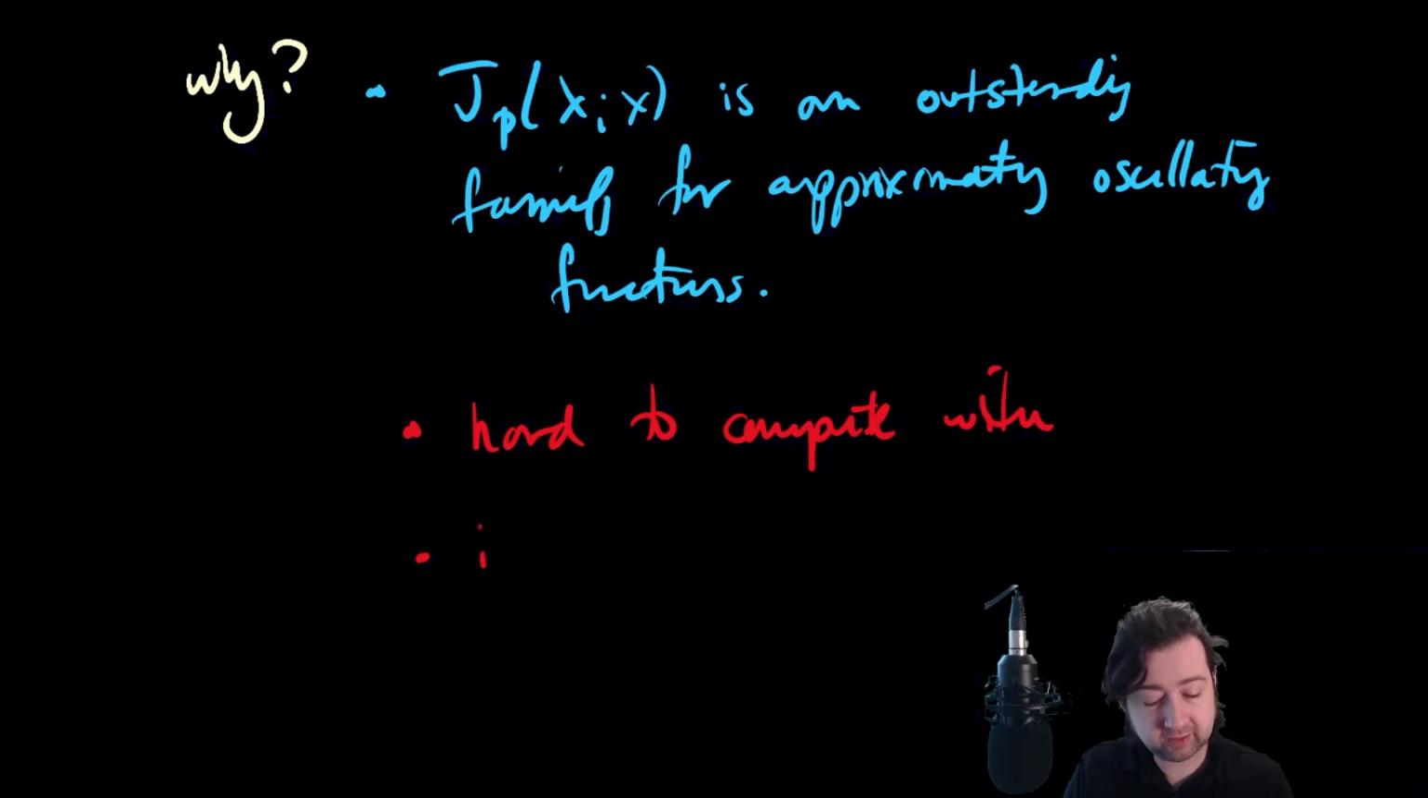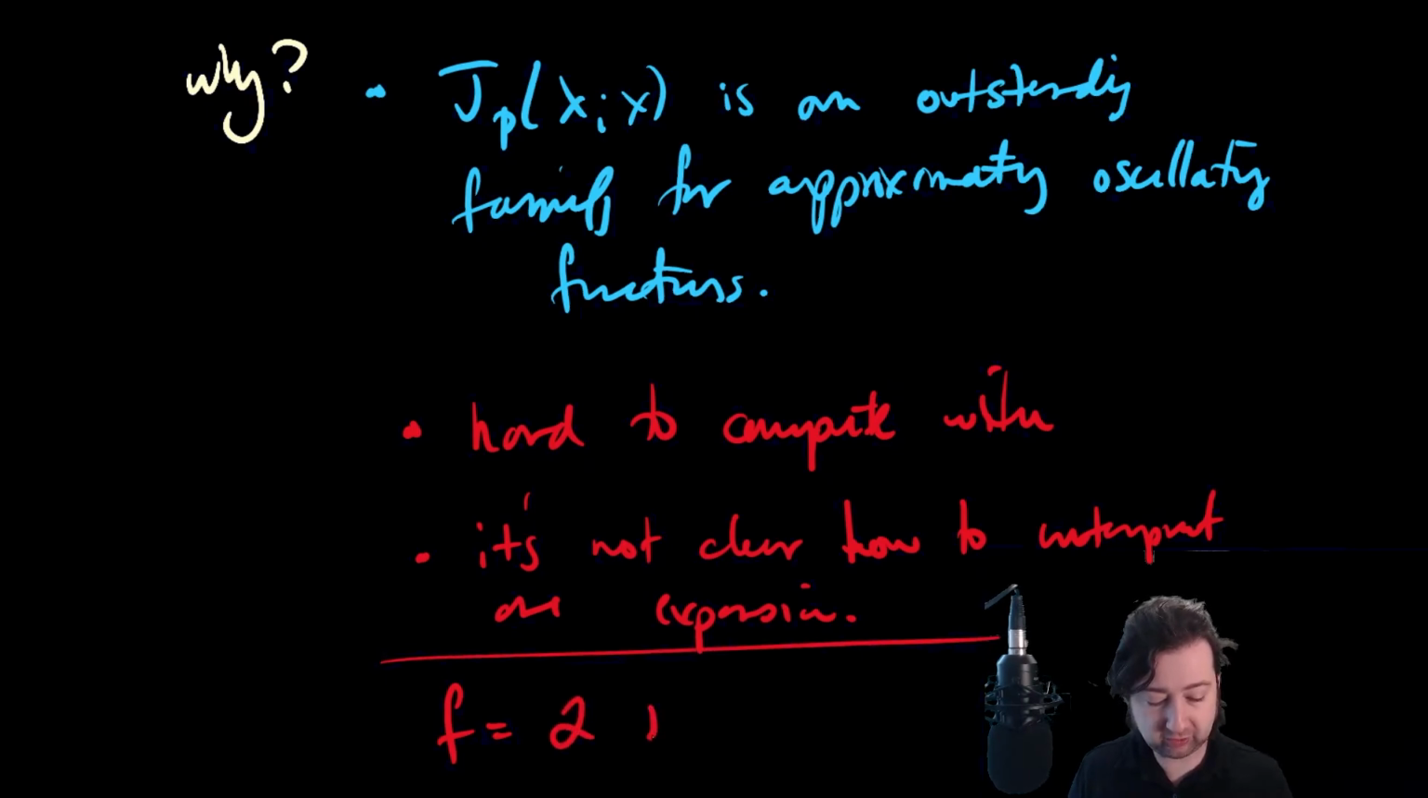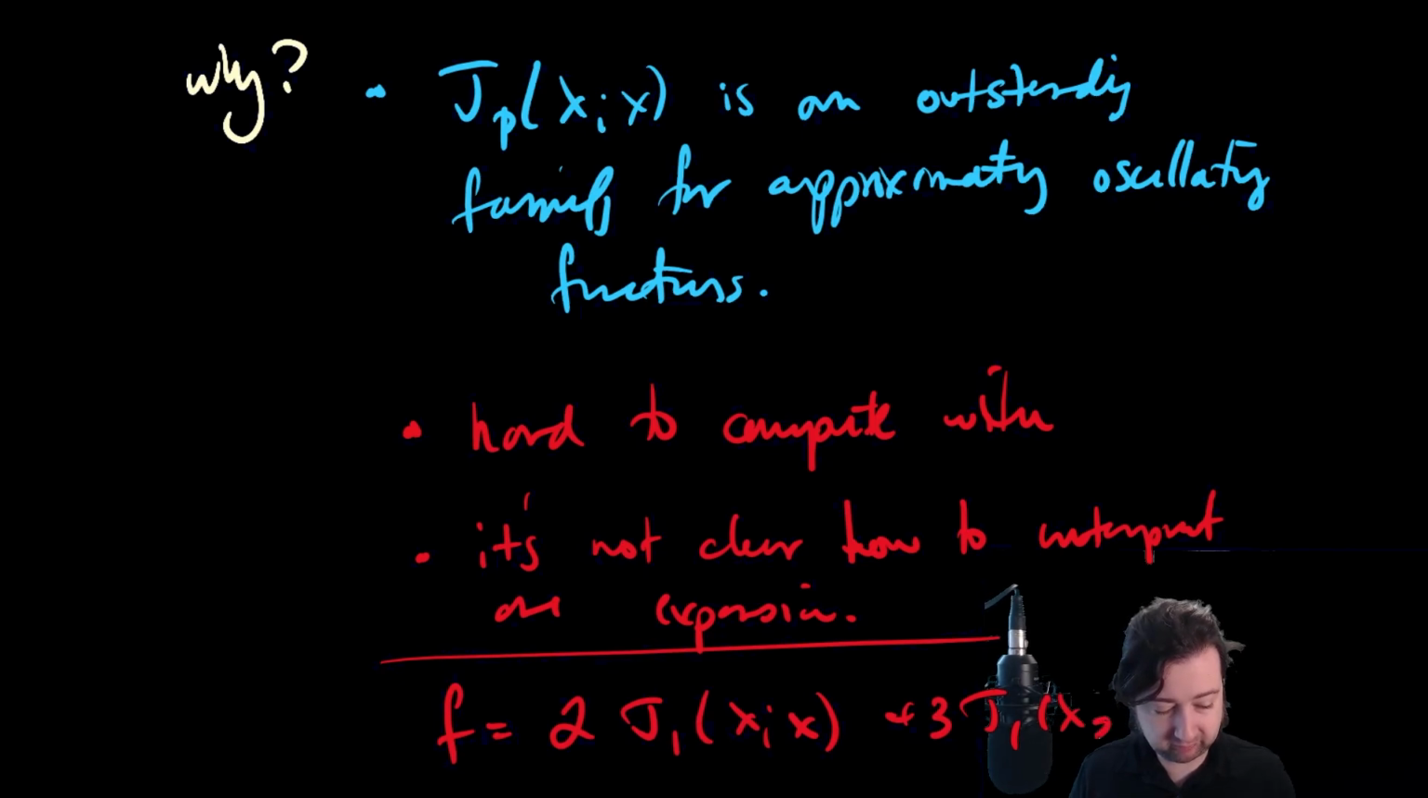And two, it's not always clear how to interpret an expansion. So what I mean by that is, if I told you that I had a function f that was equal to, say, I don't know, 2 times J_1(lambda_1 x) plus 3 times J_1(lambda_3 x). I mean, that's a totally valid function. I can certainly compute the first zero of J_1 and the third zero of J_1 and plug them in and make functions and build this out. I can use a computer to do it. It'll do it for me. And I have a nice function that I can plot and work with.